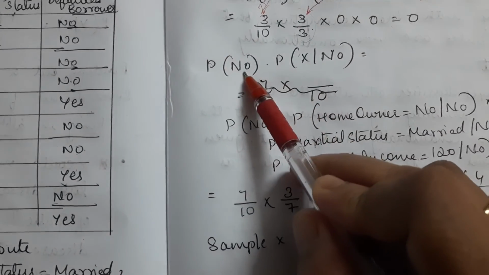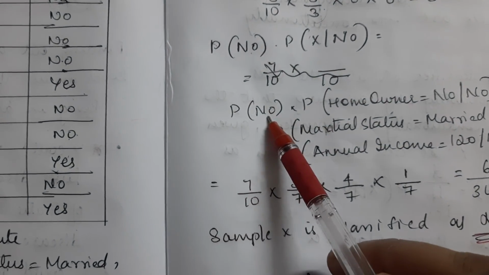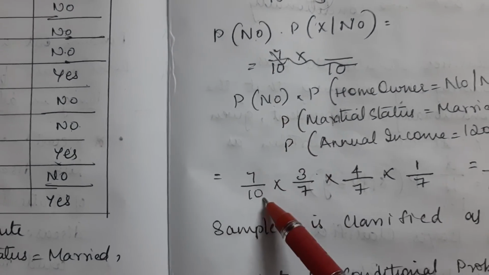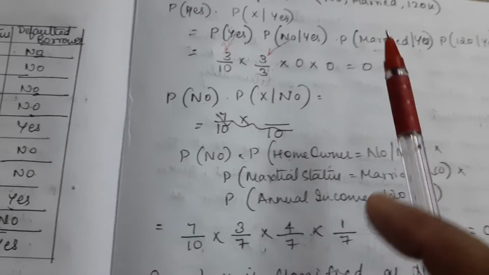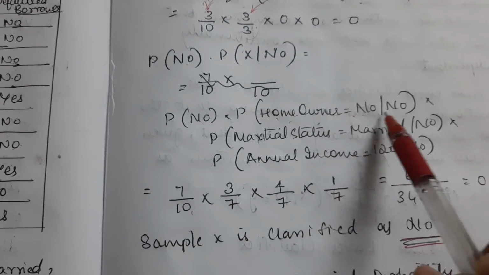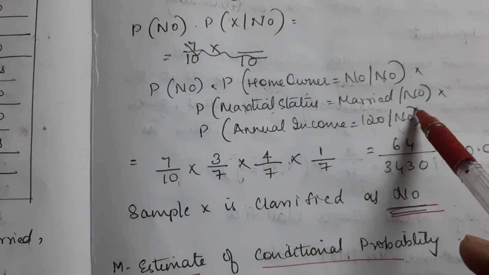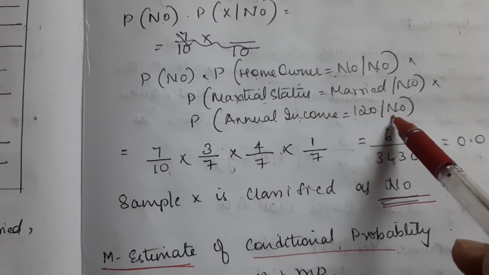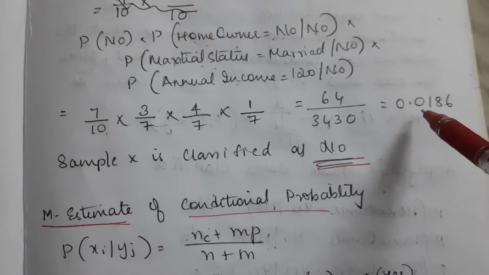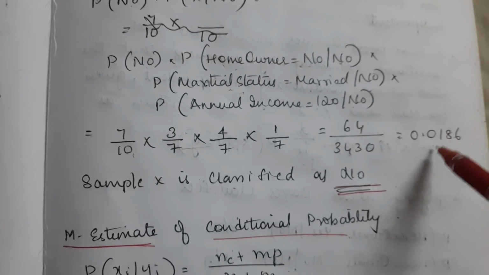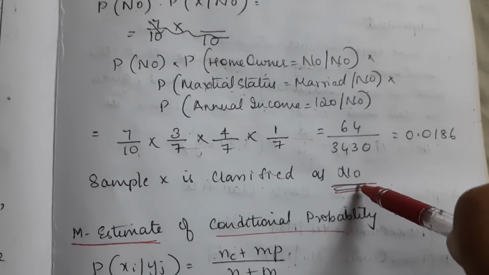Same thing I'll find for the probability of whether he won't default on a loan. That is no. So the probability of no for the entire data set is 7 by 10. Now you find for the query given. What is the query given? Homeowner is equal to no, for this your class is also no. Then marital status is equal to married, class is no. Annual income is 120, class is no. Again from that data set you get this value, that is 0.018. Now since this value is greater than yes, we say that it is classified as no.